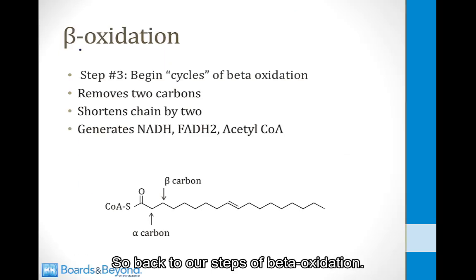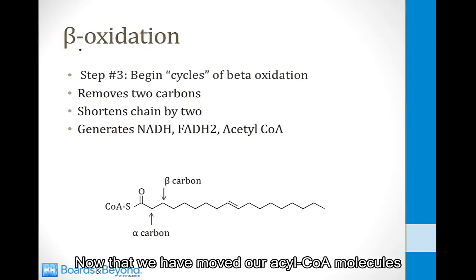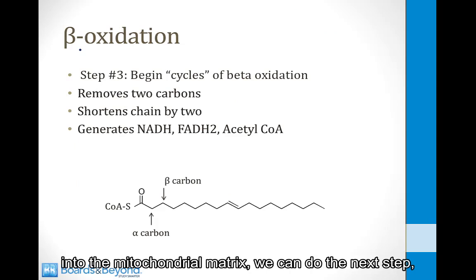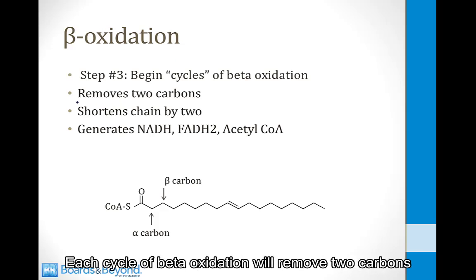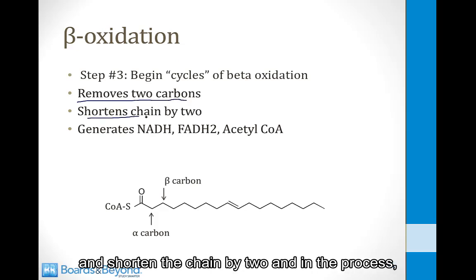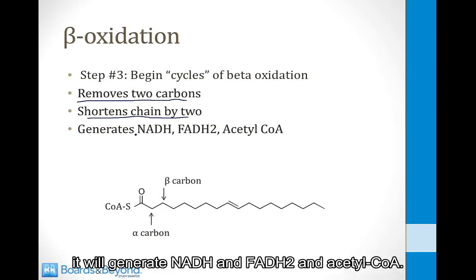So back to our steps of beta oxidation. Now that we have moved our acyl-CoA molecules into the mitochondrial matrix, we can do the next step, which is to begin cycles of beta oxidation. Each cycle of beta oxidation will remove 2 carbons and shorten the chain by 2, and in the process it will generate NADH and FADH2 and acetyl-CoA.